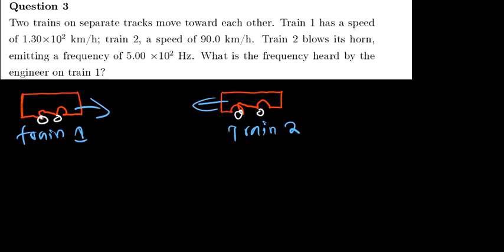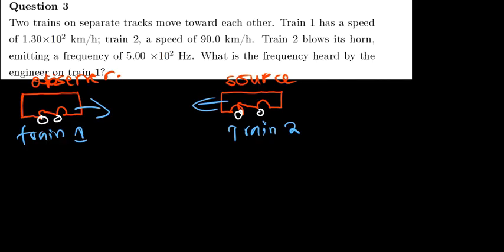From the question, they are saying that train 2 blows its horn. The one which is blowing its horn, or the one which is emitting frequency, is the one we call the source. So train 2 in this case is the source. The remaining part is the observer. Once you identify the source and the observer, it's going to be easy for you. That's the basic idea behind Doppler effect.